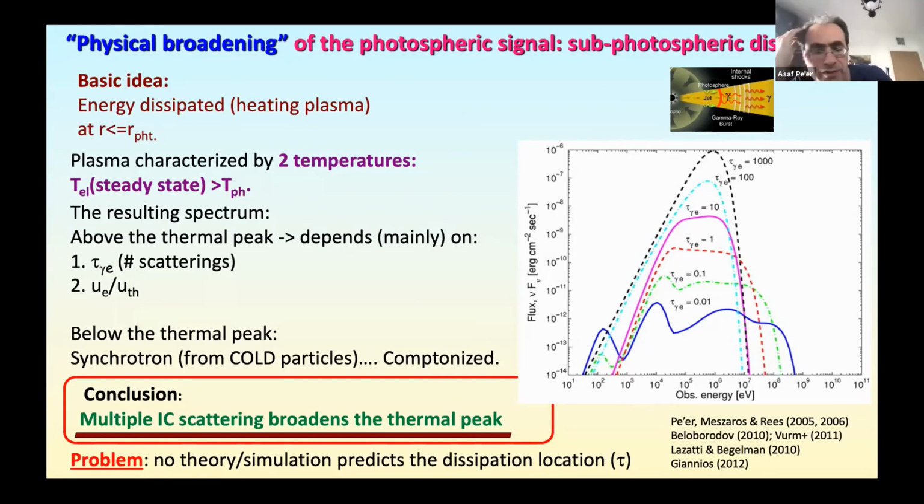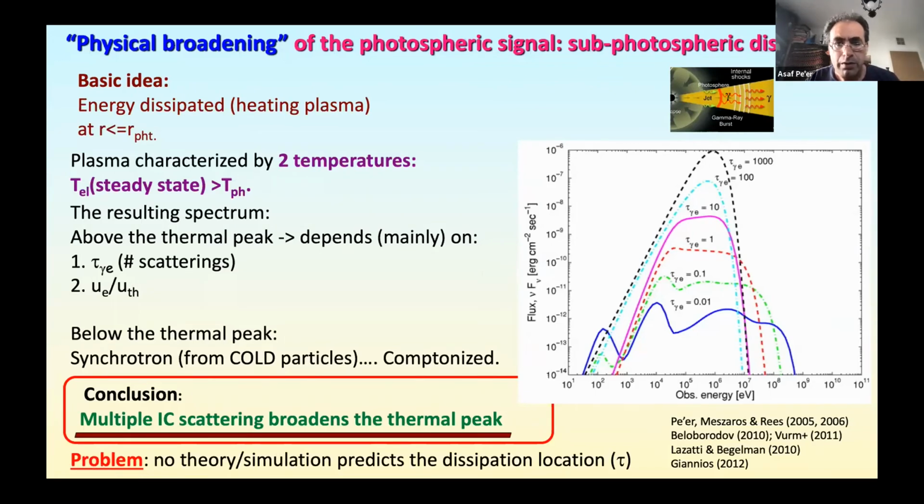The main problem with this model is that there is no strong predictivity, right? Because no theory or simulation gives you a very good prediction of the location of the dissipation, namely of the optical depth. Of course, simulations show you something, but I believe that they are very sensitive to the initial conditions that you put in. And obviously simulations will just complicate things in many ways because you have dissipation that occurs in several ways along the jet. But it's there. I mean, you end up with something which is quite complicated.